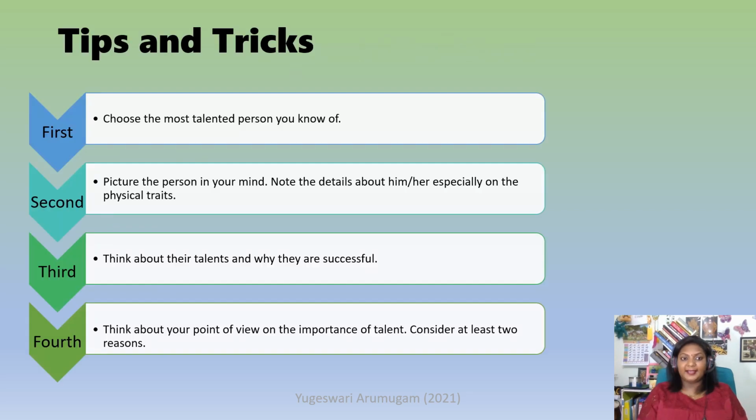Now, let's look at the tips and tricks for this task. First, you should choose the most talented person you know of. Second, picture that person in your mind. Note the detail about him or her, especially on the physical traits. Third, think about their talents and why they are successful. Fourth, think about your point of view on the importance of talent. Consider at least 2 reasons.